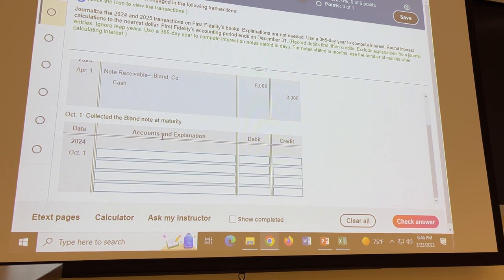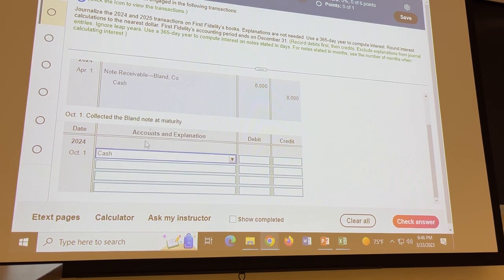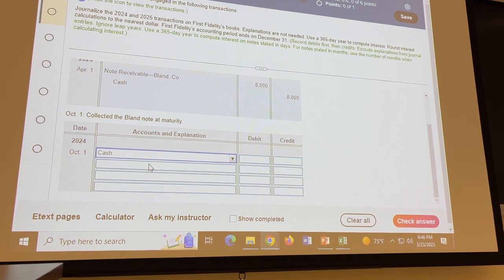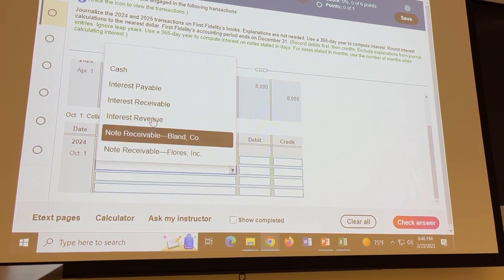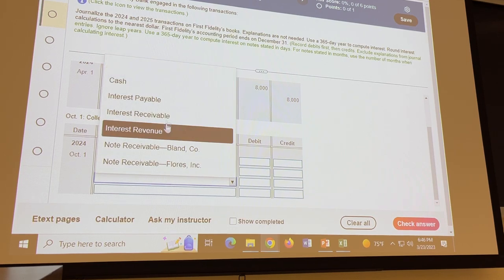Okay, then October 1st, we collect on the note. So we know in this case, we're going to debit cash. There will be 2 accounts that we will credit. One will be for the principal amount, it will be note receivable Bland Company. The other one will be interest revenue.